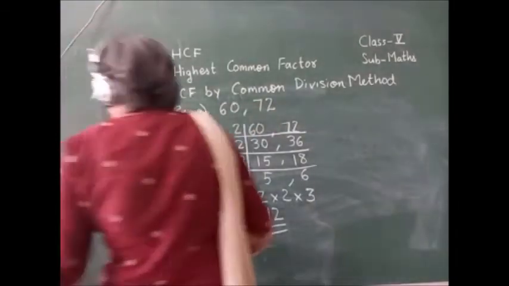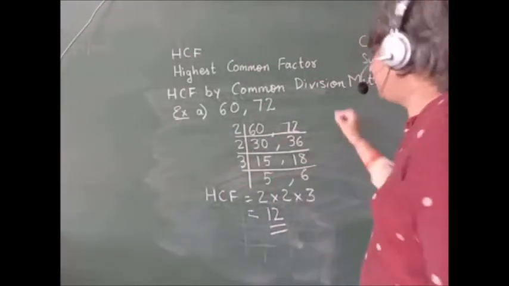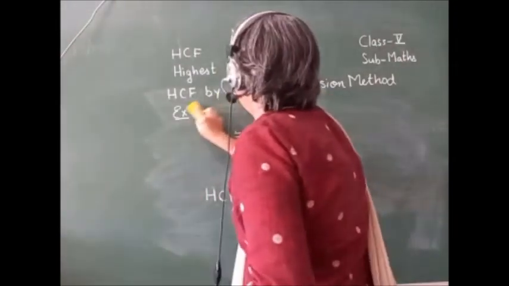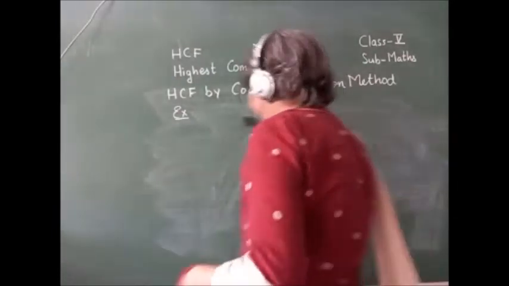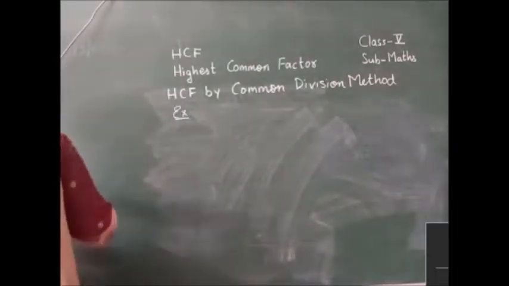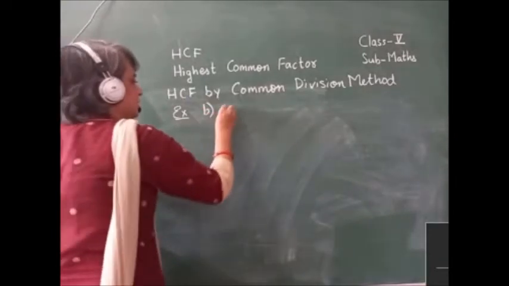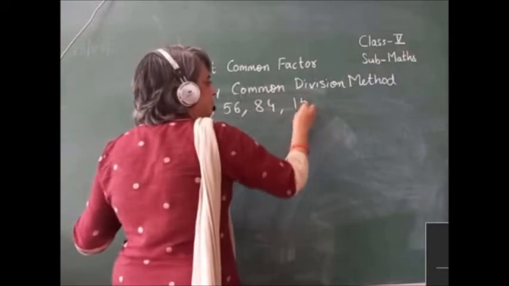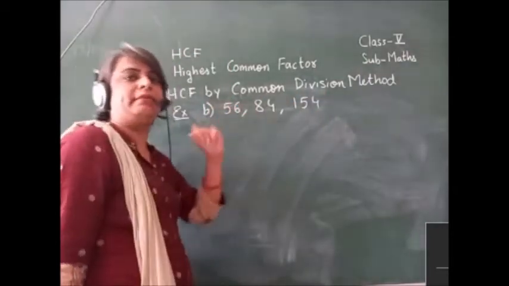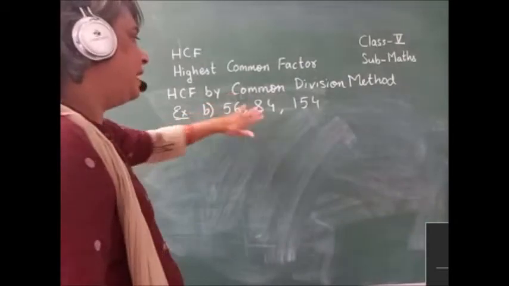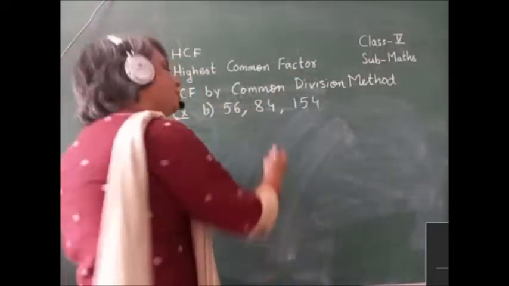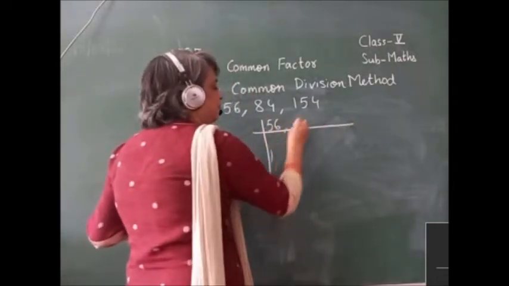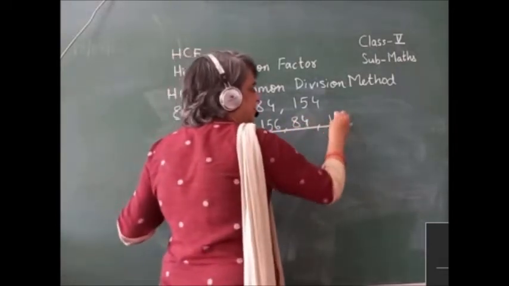I'll give you one more example. Let us take 3 numbers. Here the 3 numbers are 56, 84, and 154. These are the 3 numbers. Now you are going to find HCF by common division method. What you are going to do is, write here 56, 84, and 154.